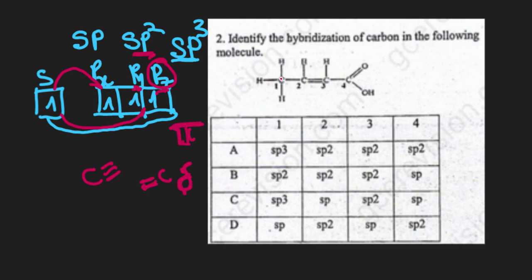So from this compound, carbon 1 has all single bonds, so it should be sp3 hybridized. Carbon 2 has a double bond, and we say for a double bond it is sp2, therefore it is sp2. Carbon 3 is sp2. Carbon 4 also has a double bond, and it is sp2. Therefore, we have our best option to be A.